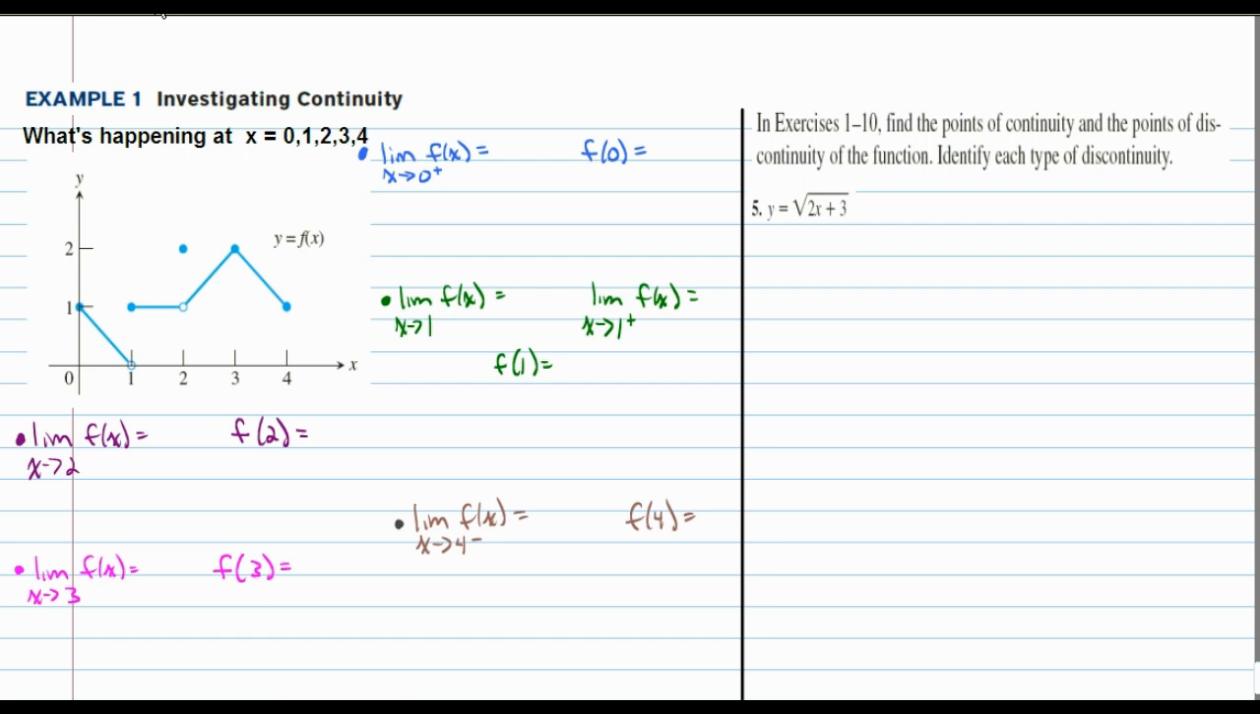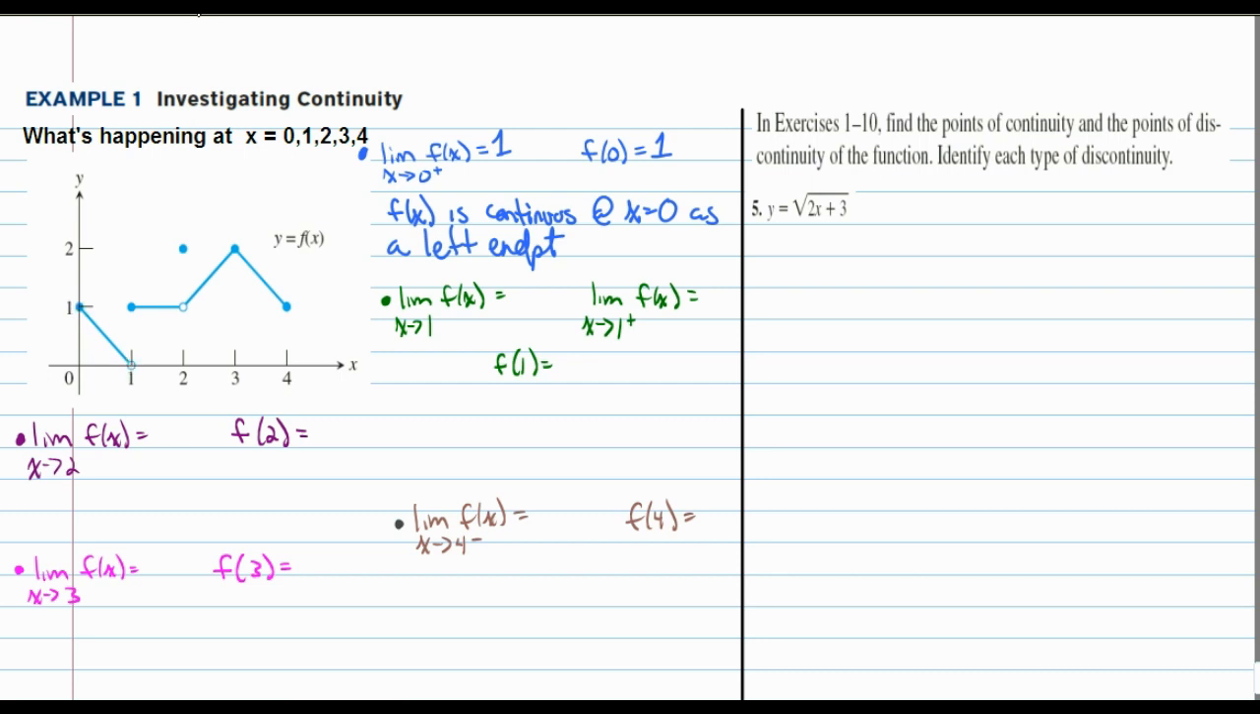Example 1 gives us the opportunity to look at one graph and a bunch of different points on it to talk about its continuity. So let's start from left to right. Let's look at x equals 0 first. The function doesn't approach 0 from the left, so let's just look at the limit of f of x as x approaches 0 from the right. That's going to be 1. F of 0 is also 1. Therefore, f of x is continuous at x equals 0 as a left endpoint.